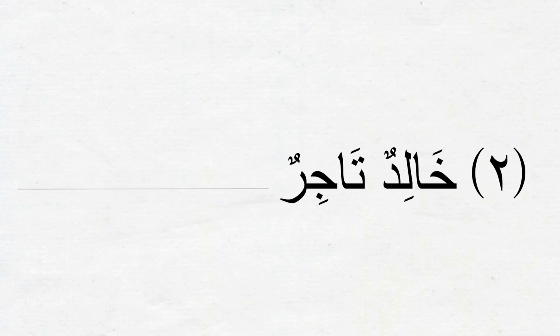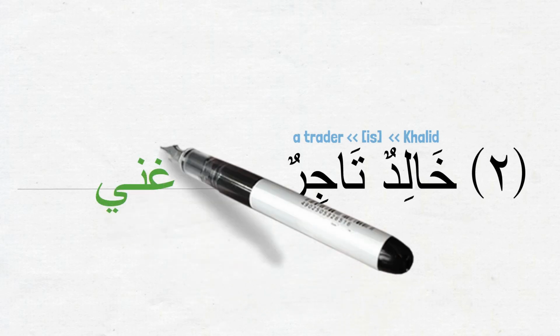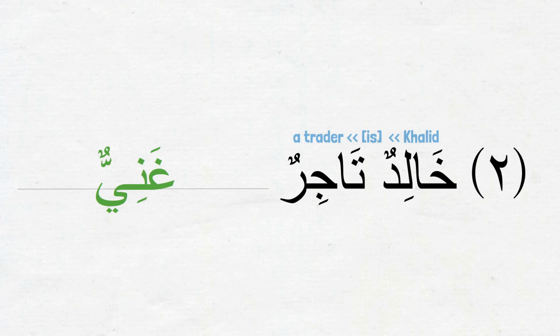Sentence 2. Khalidun tajirun. We can use kabirun or ghaniyun. Let's use ghaniyun here. So Khalidun tajirun ghaniyun means Khalid is a rich trader.